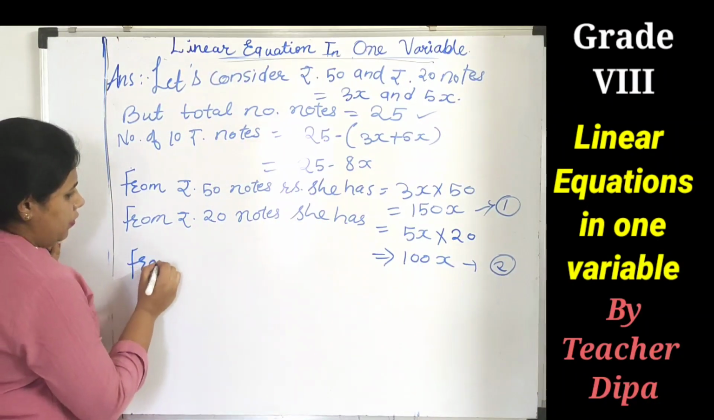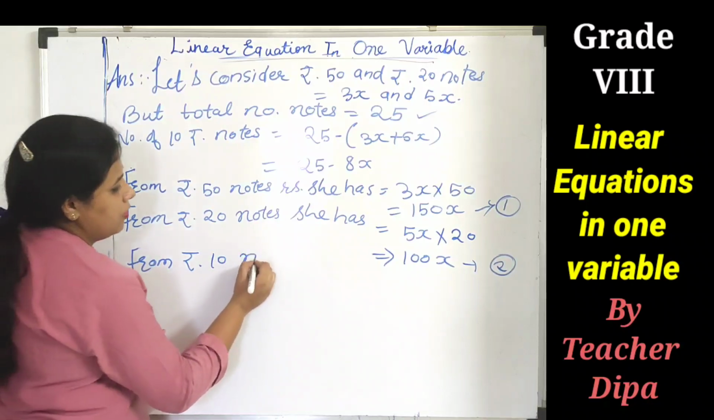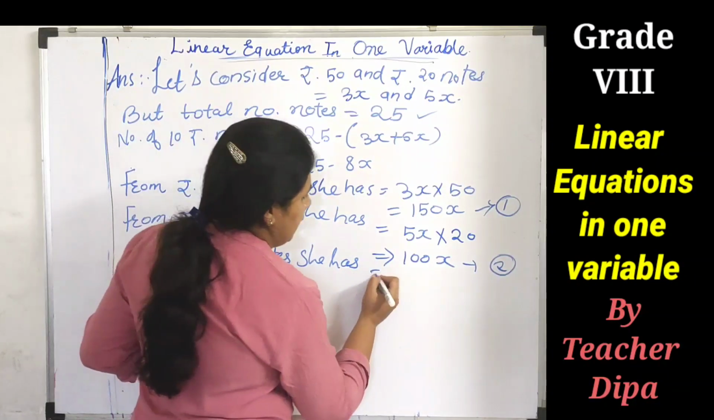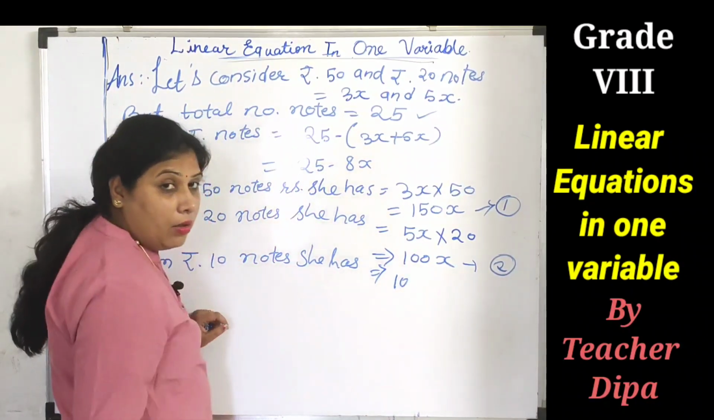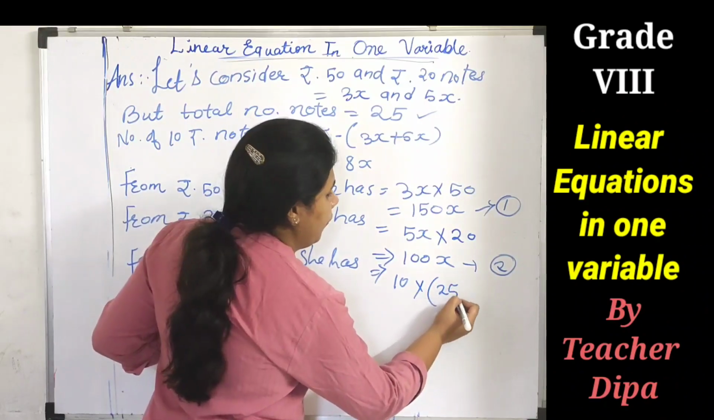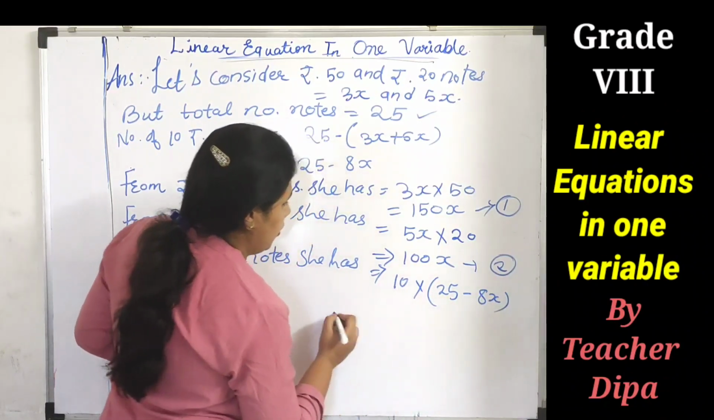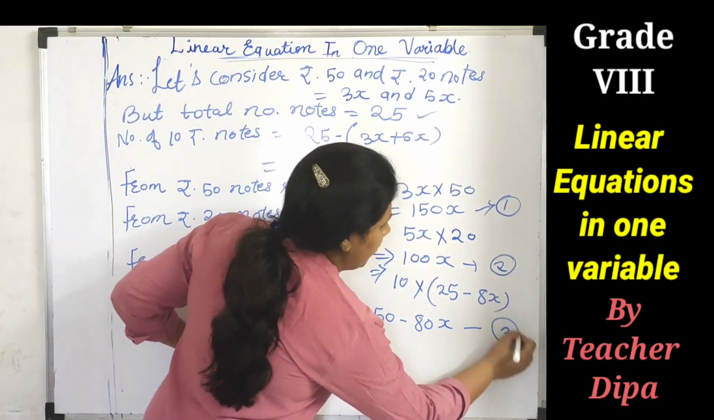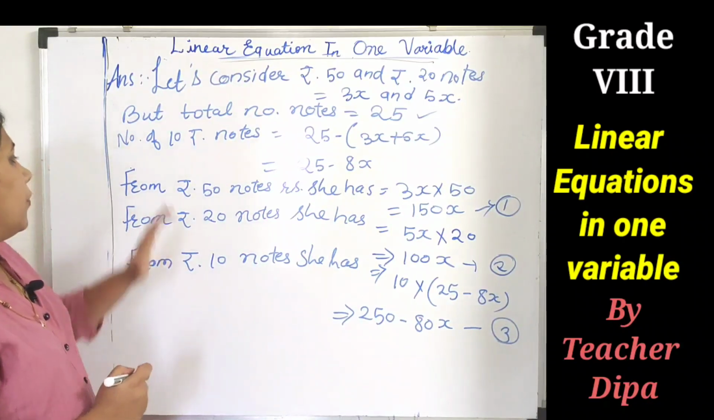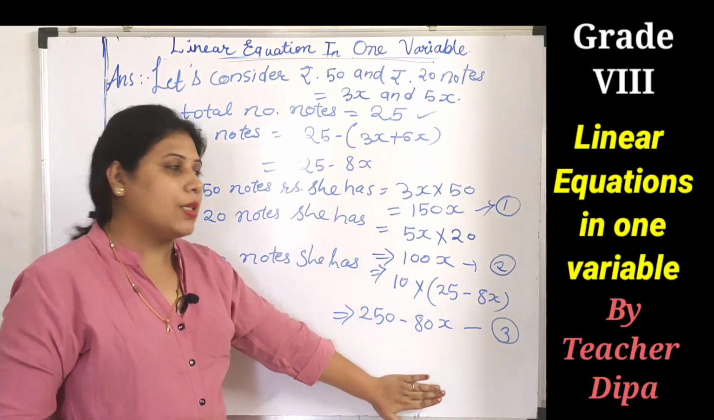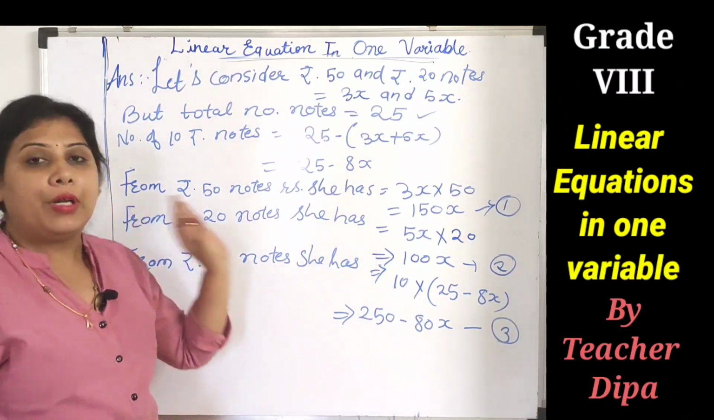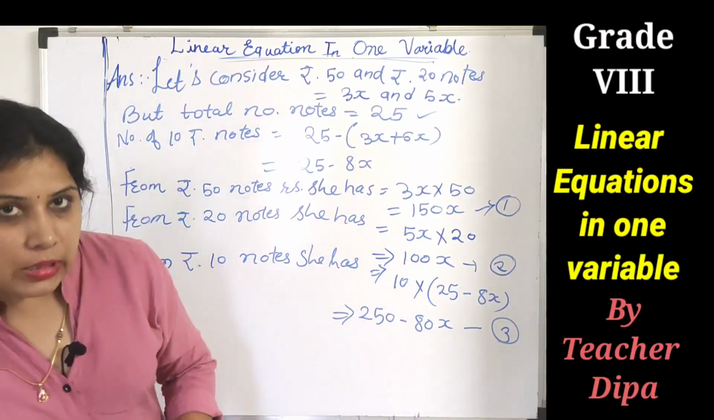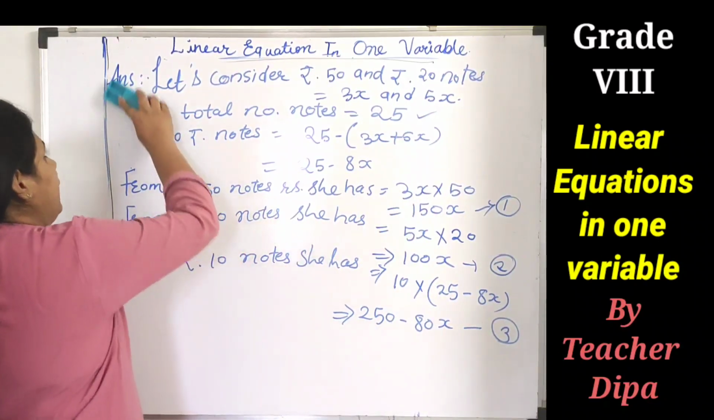Now from rupees 10 notes she has rupees, is equal to, I can write 10 into 25 minus 8x. So here I can get 250 minus 80x. That will be my equation 3. Now we have to just write down in the equation how much money she has from 50 rupees notes, how much from 20 rupees notes, and how much from 10 rupees notes. So from 1, 2 and 3 we can again write.